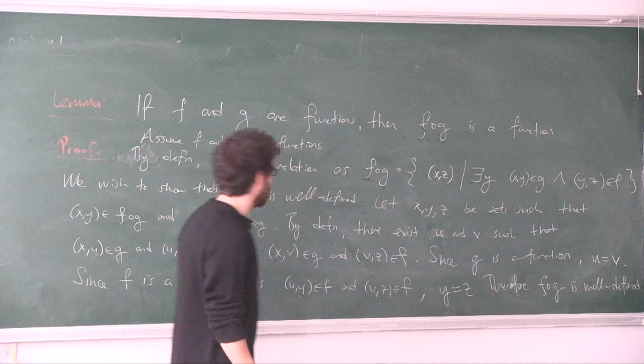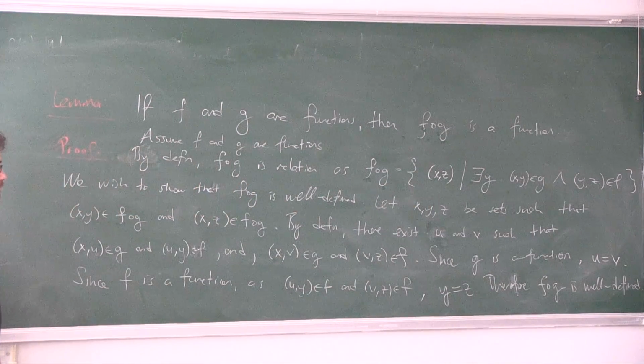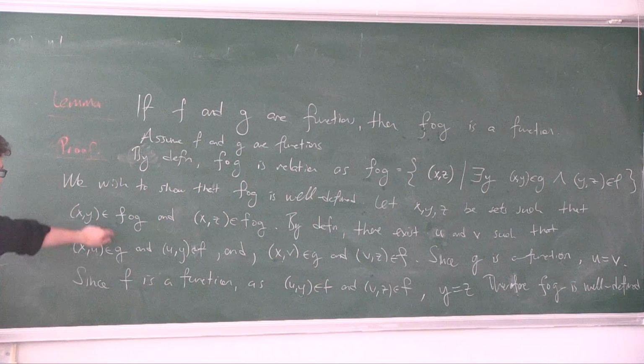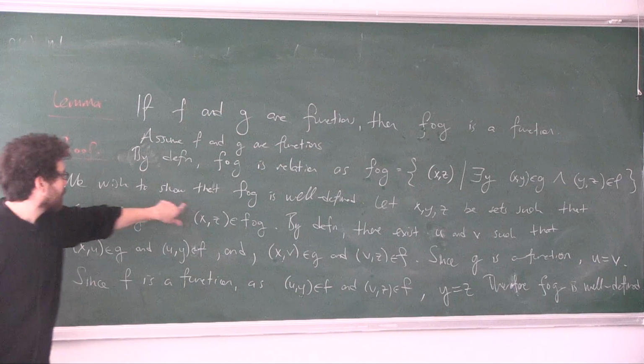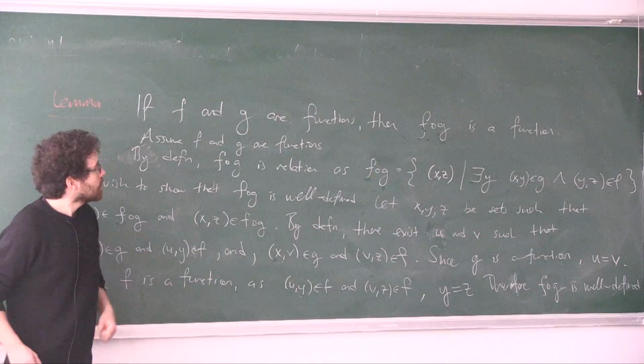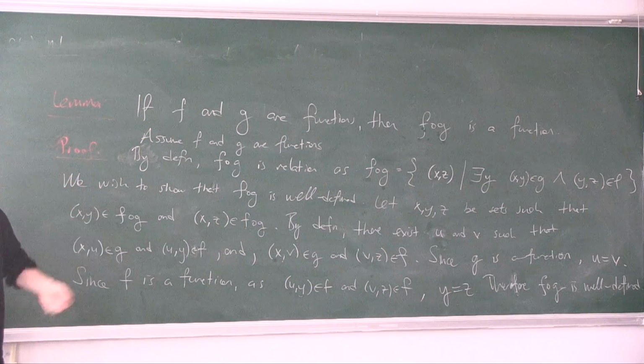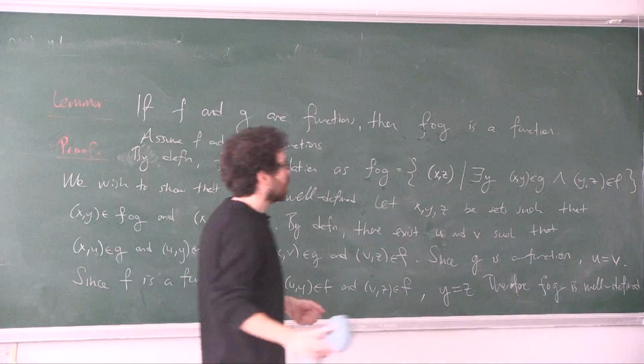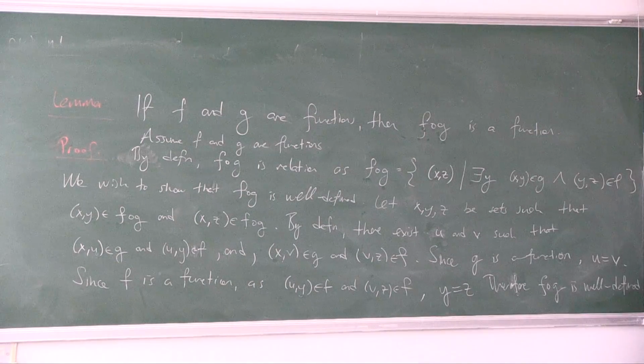So this composition is well defined. When x is mapped to two different guys, they're not really different, they turn out to be the same. So composition of two functions is a function.